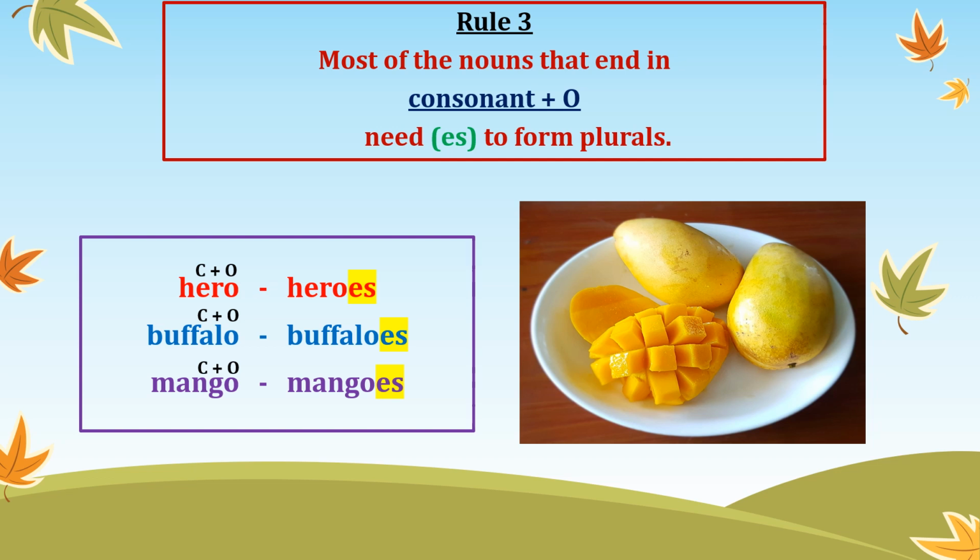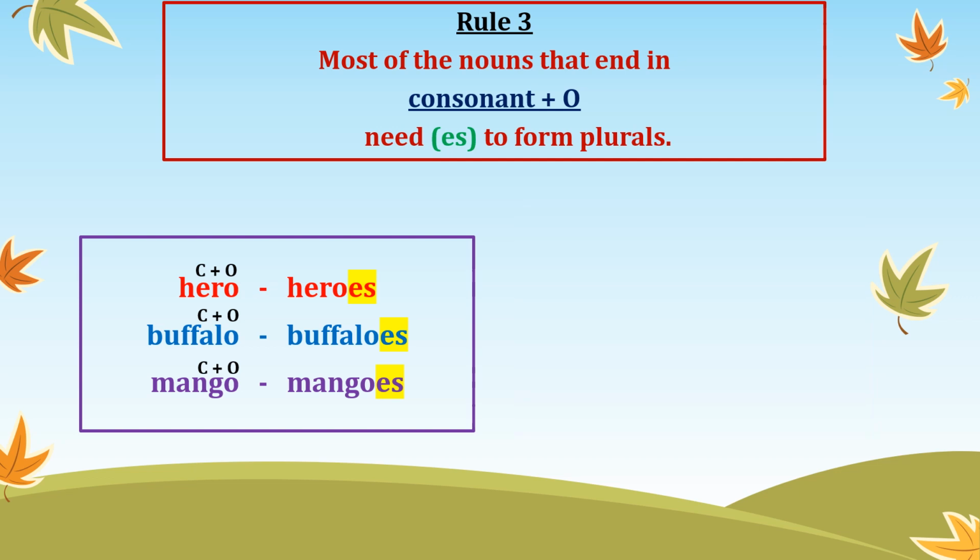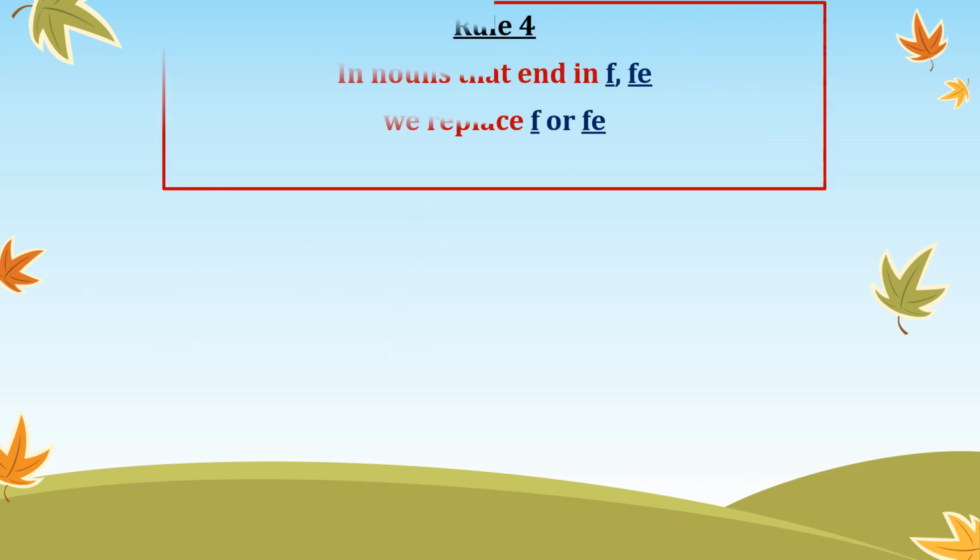So rule number 3 says if in the end you have a consonant plus O, just add ES to make it plural. It's that easy. Moving on to rule number 4.